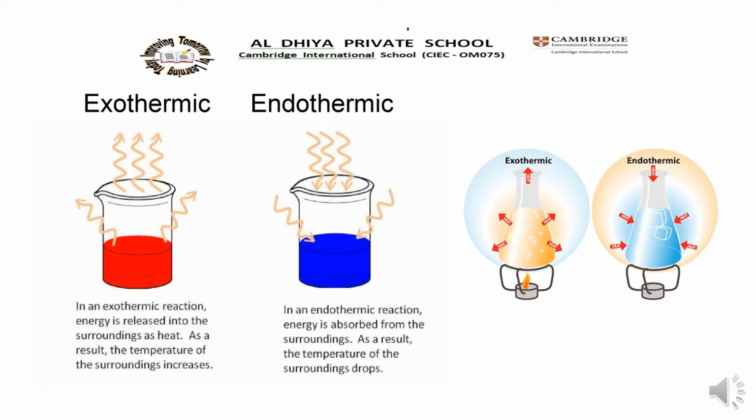In this slide we can understand exothermic and endothermic clearly. In an exothermic reaction, the energy is released into the surroundings as heat. As a result, the temperature of the surroundings increases. In an endothermic reaction, the energy is absorbed from the surroundings. As a result, the temperature of the surroundings drops. Understood?